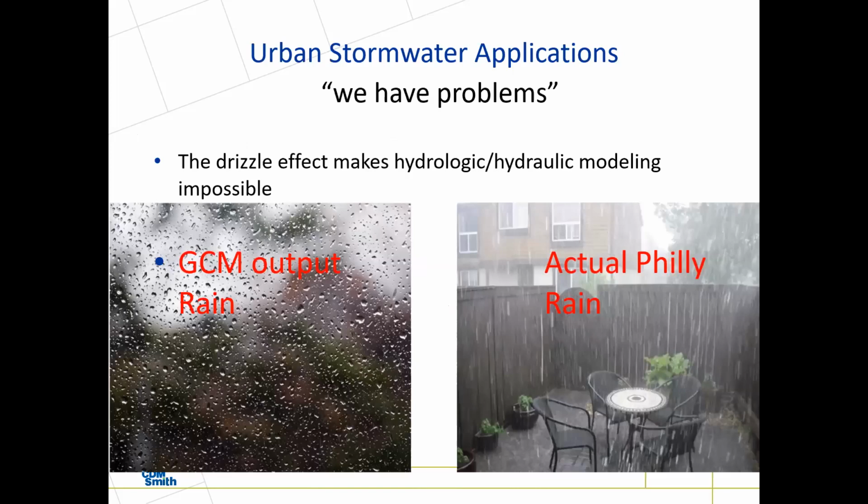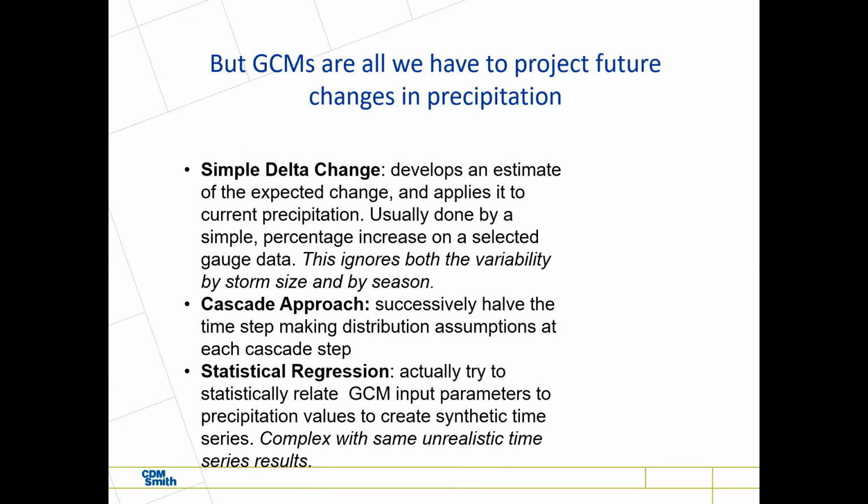I mentioned that it's called the drizzle effect, and this is the problem that we had to address in Philadelphia and elsewhere for urban stormwater applications. But on the flip side, it is all we have to make projections. So we have to figure out how to do this. And I mentioned there are a few ways of doing it. Many people use what's called a simple delta change method, where they will take a precipitation gauge and they'll ratchet it up by a percentage applied across the board. But we found that although this is not a bad technique and is commonly used, it does have two problems. It ignores the variability by storm size and by season.